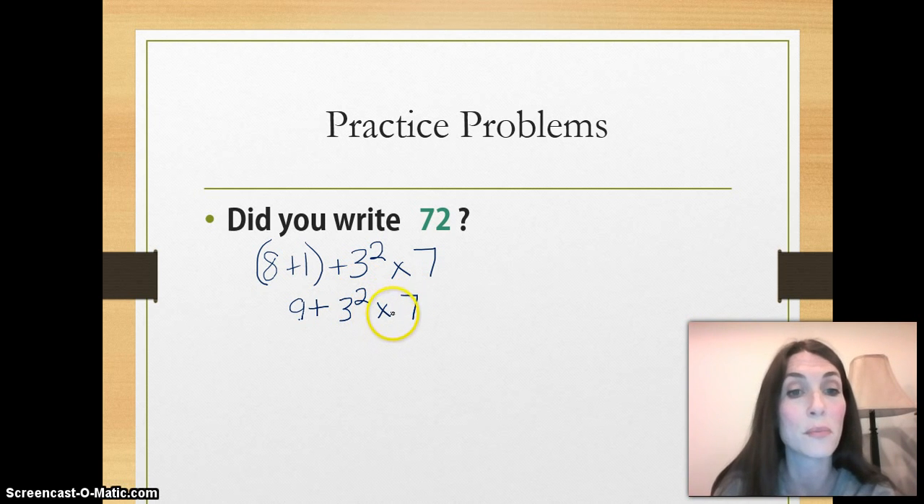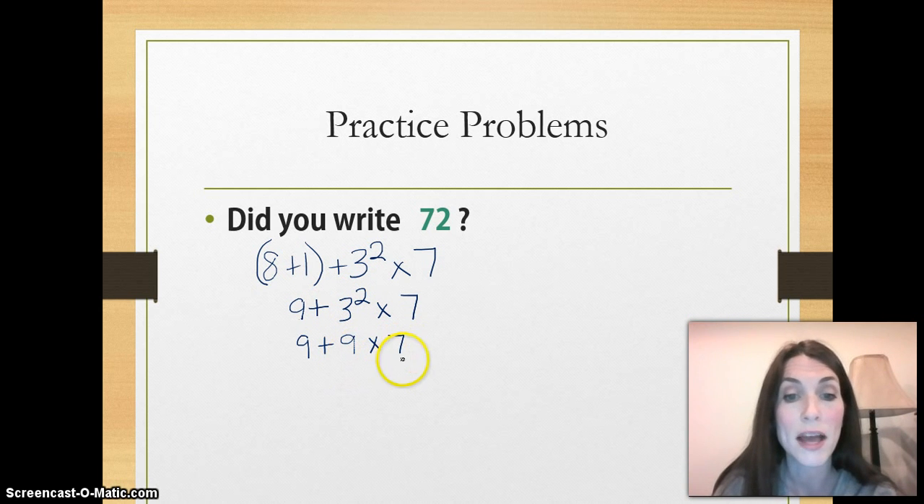Okay, after I've looked at brackets and parentheses, which I've taken care of, I now need to look at exponents. 3 to the second power is the same thing as 3 times 3, which we know is 9. I'm just going to bring all the other parts of my problem down. So now after I've looked at brackets, parentheses, exponents, now I need to look for multiplication.